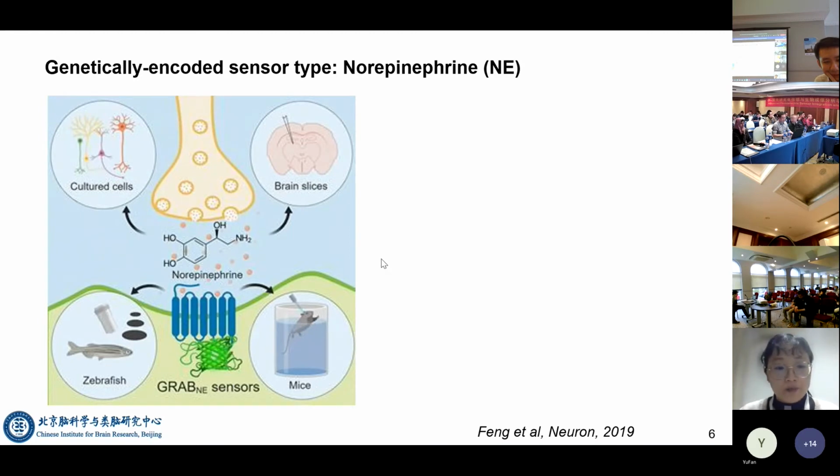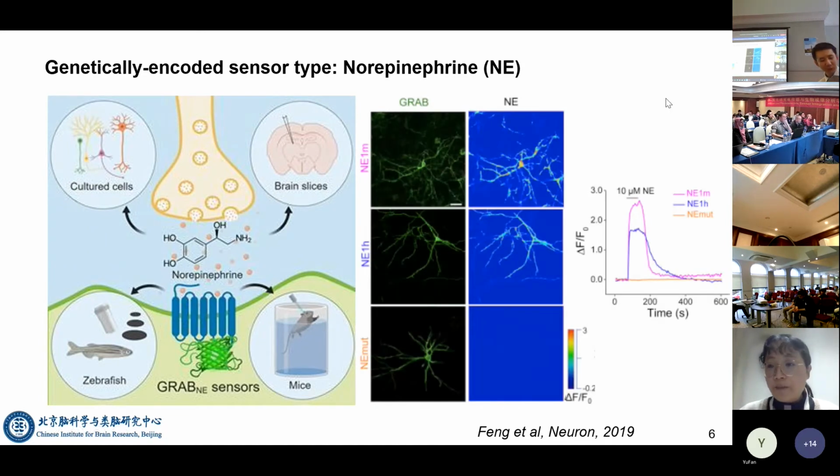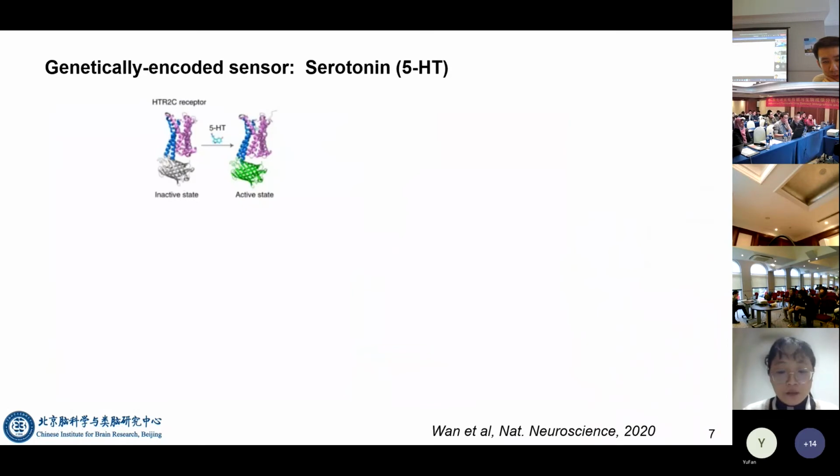So they optimized with a different strategy and found that it has a much higher affinity. It's nearly 1,000-fold higher affinity for norepinephrine compared to the dopamine sensor when expressed in neurons, which is an important tool for studying the norepinephrine-related neuron circuit.